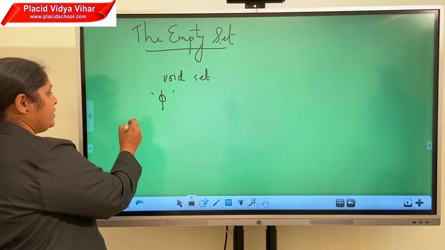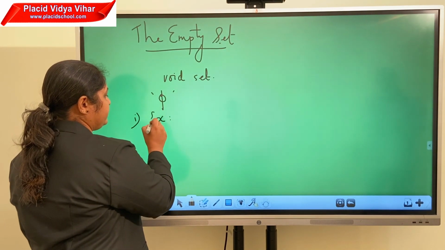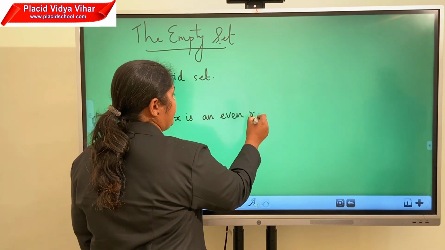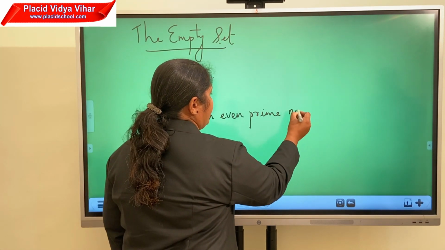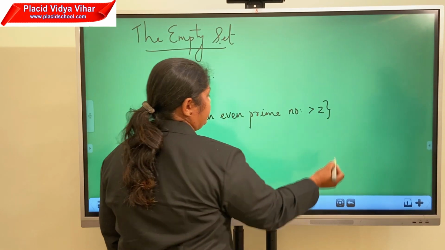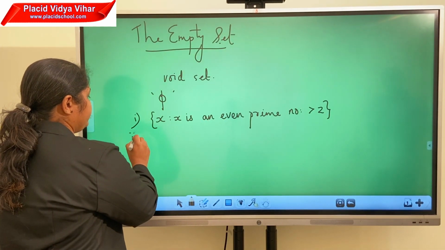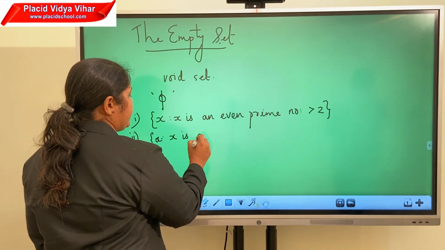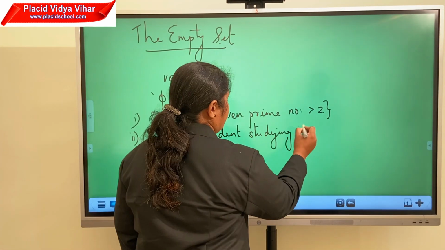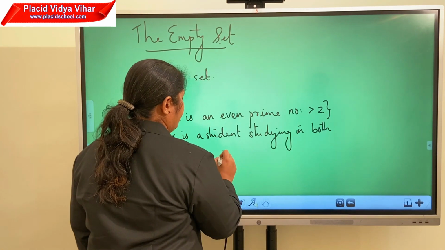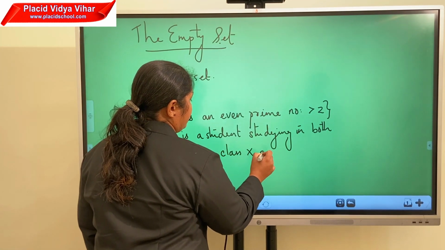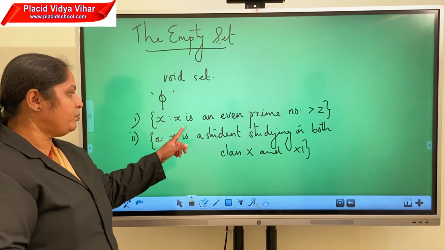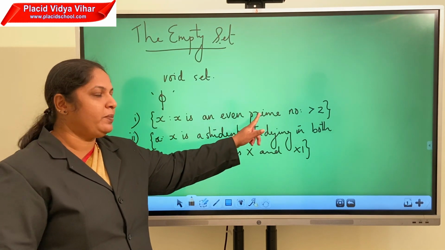Example, first one: set X such that X is an even prime number greater than 2. Second example: set X such that X is a student studying in both class 10 and 11.